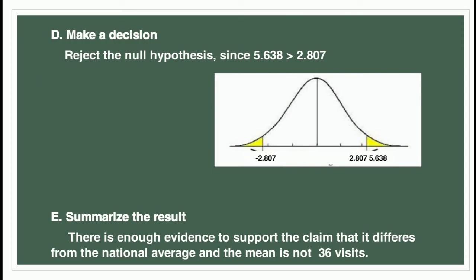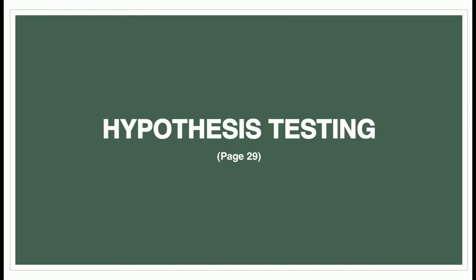The decision is reject the null hypothesis, since 5.638 is greater than 2.807. As you can see in the illustration below, the test value is greater than the critical value. The last step is summarize the result. There is enough evidence to support the claim that it differs from the national average and the mean is not 36 visits.